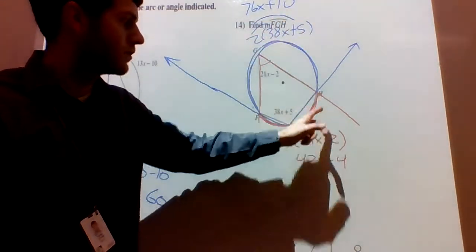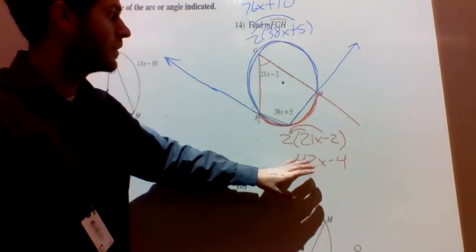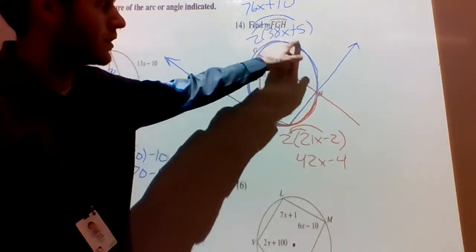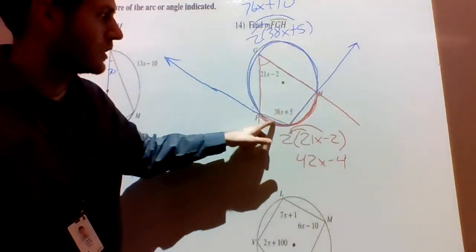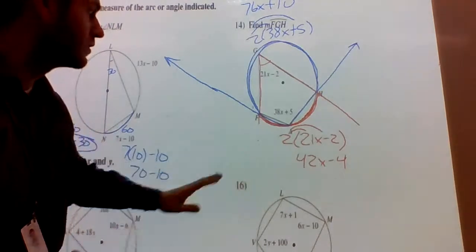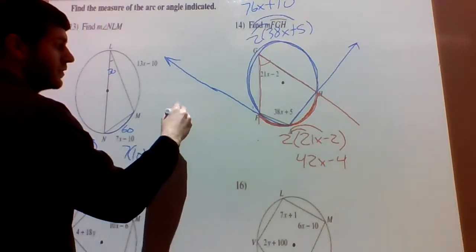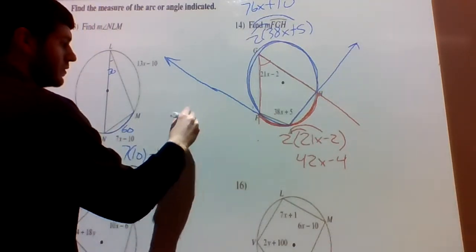The measure of this arc is 42x minus 4. We know those two arcs together are going to be 360 because the circle is 360 degrees. So we can set the equation 76, let's do it in black.